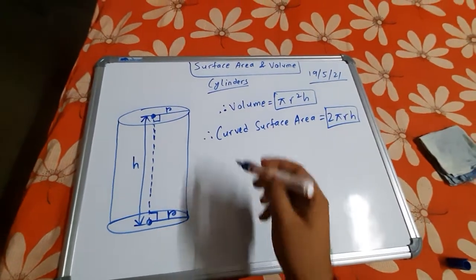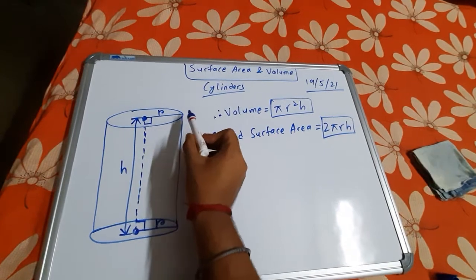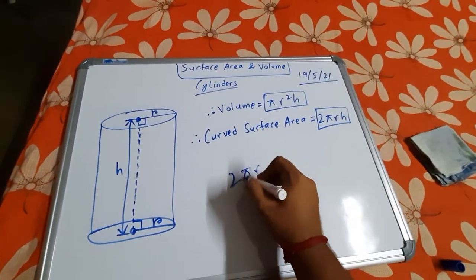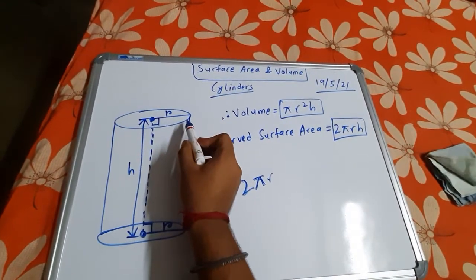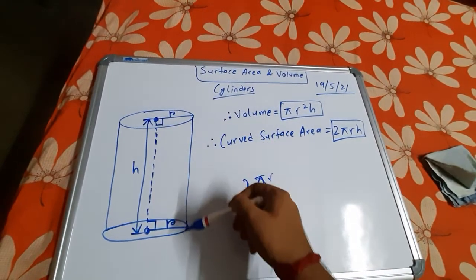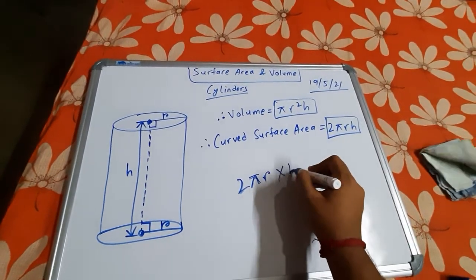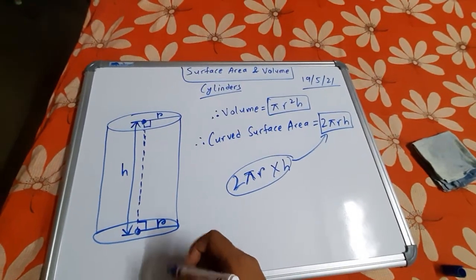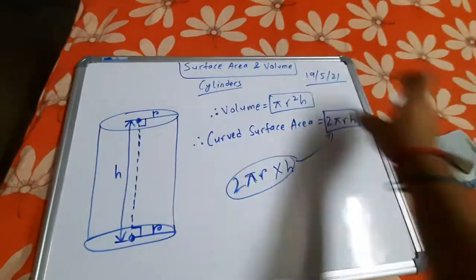Why 2 pi r into h? We all know, from the chapter on circles, that the circumference of a circle is 2 pi r. This line is the height of the cylinder. So the circumference, 2 pi r, into the height gives you the curved surface area. Actually, this sheet can be formed as a rectangle, you can just imagine that, but that is not needed right now.